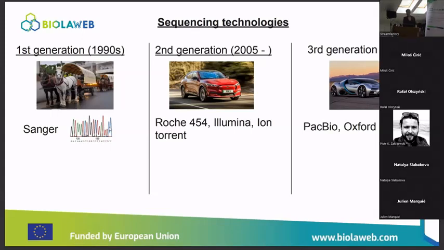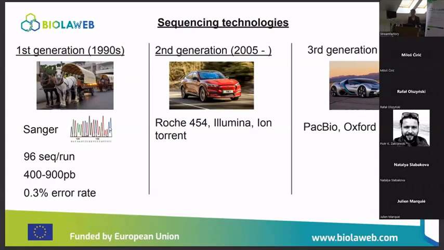The first generation was the first one that appeared in the 90s, with a machine called Sanger. With this generation of sequencer, you can have around 100 sequences per run of a size between 400 and 900 base pairs, and with very small error rates.